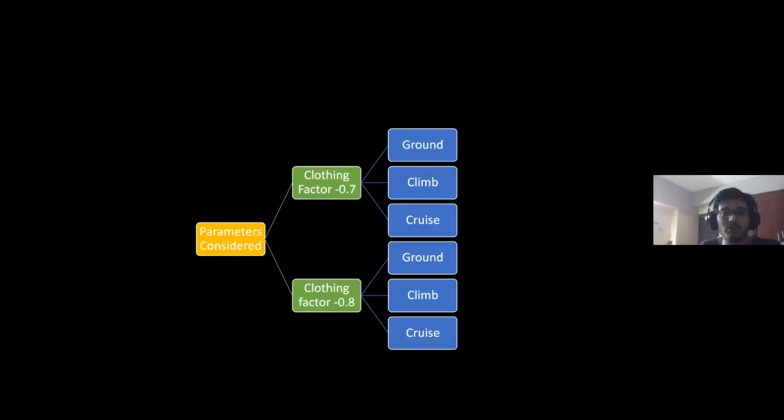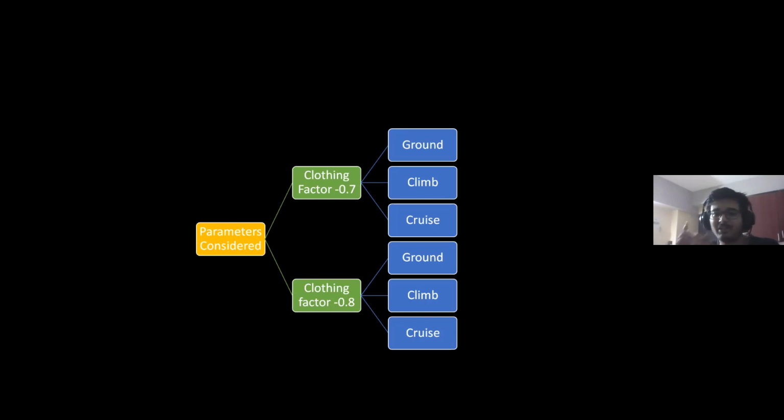Now, here are the two parameters which we considered. The basic ones are the clothing factor. We have taken a clothing factor of 0.7 and also 0.8, so that we can see how it varies with the clothing factor. Of course, passengers going on airplanes, on short haul flights, mostly have a more than average amount of dressing. They wear a slightly higher amount of clothes. So that's why we've taken 0.7 and 0.8.